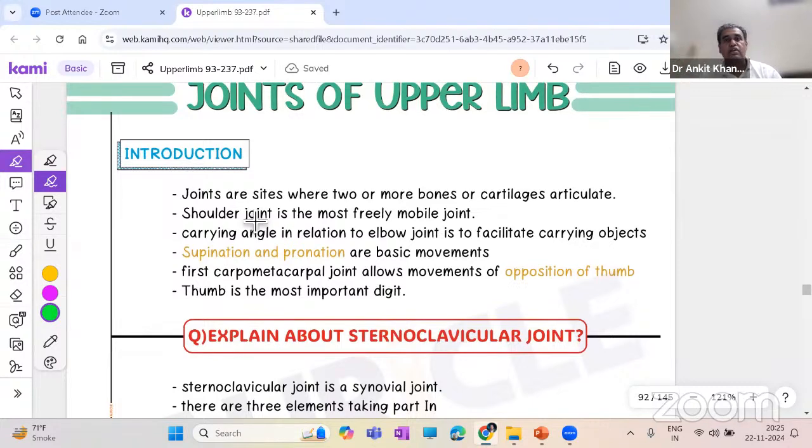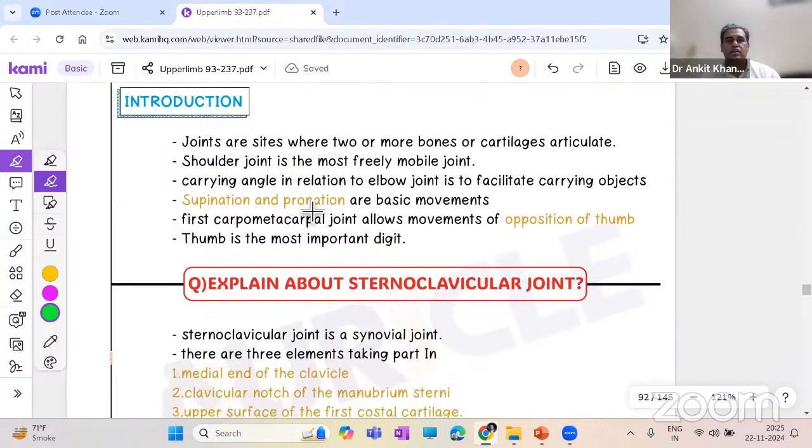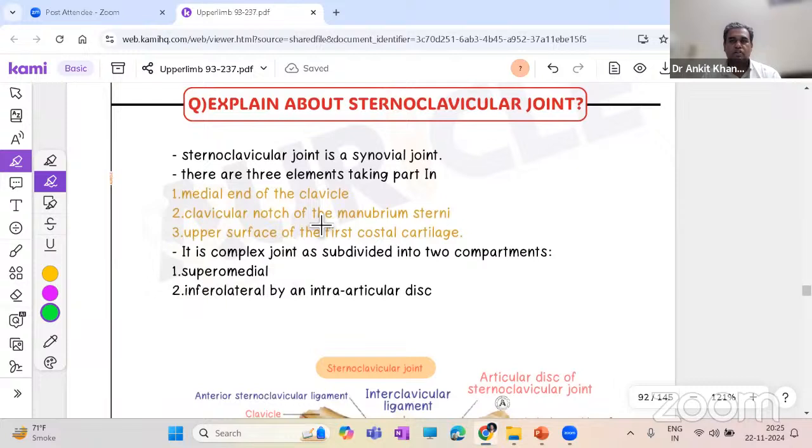So, joints of the upper limb, introduction. Joints are sites where bones articulate. The shoulder is the most freely mobile joint. Fine. Carrying angle, we'll discuss what the carrying angle is. It's an angle between the long axis of the arm and the forearm. What does it mean? Time will come and we'll see. And then we have the thumb, which is the most important digit. Fine. Okay, let us see the joint over here.